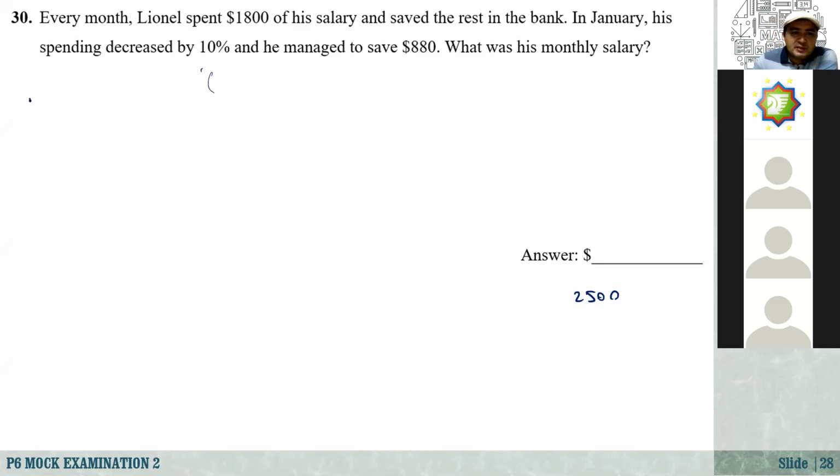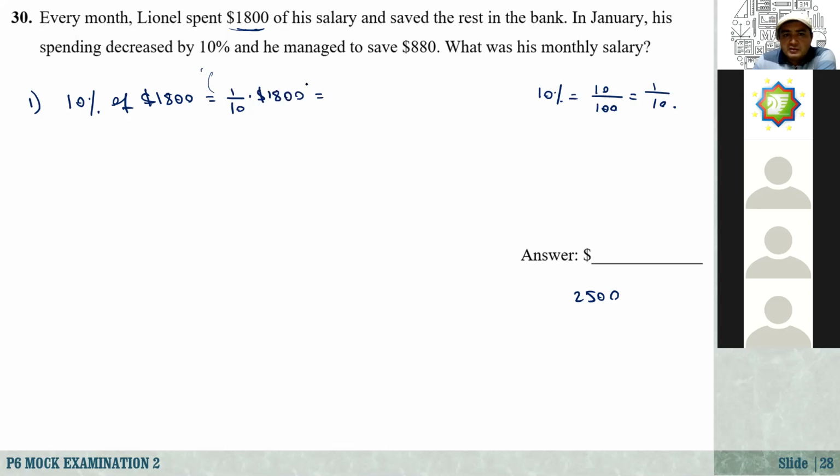So this 10% decrease means, what is 10% of what? In January, his spending. What is spending? Spending is expenditures at 1,800. And 10% means 10 over 100, which is equal to 1 over 10. So now 1 over 10 times 1,800. The zeros cancel each other, so here we have 180. That means that in January, he spent $180 less than 1,800.